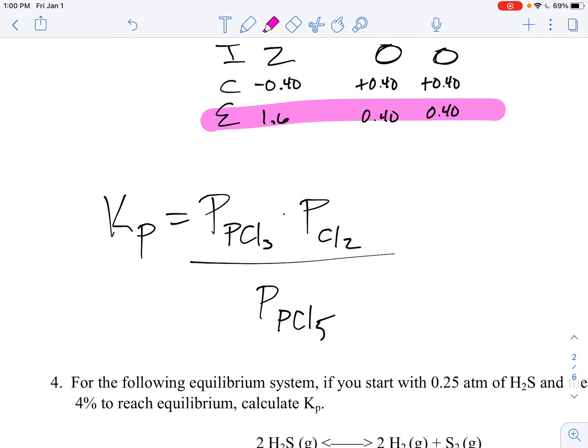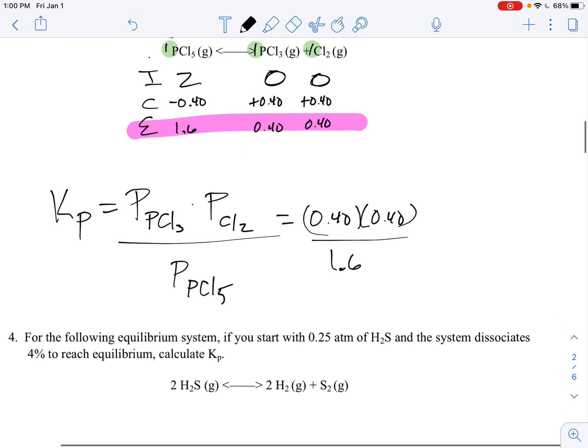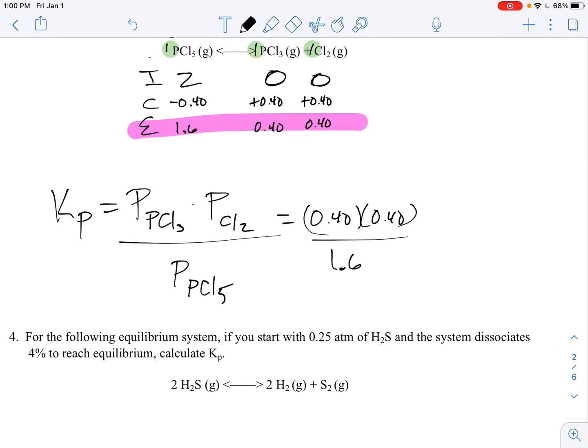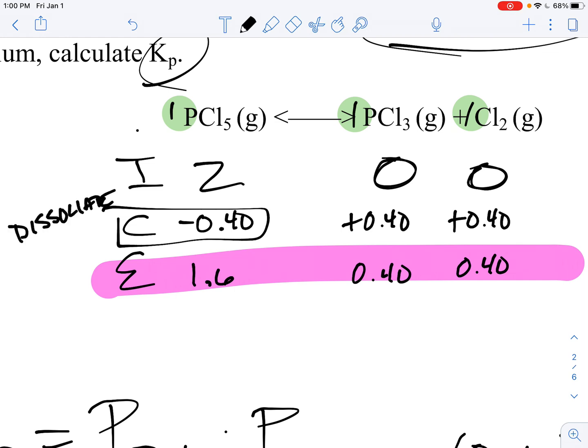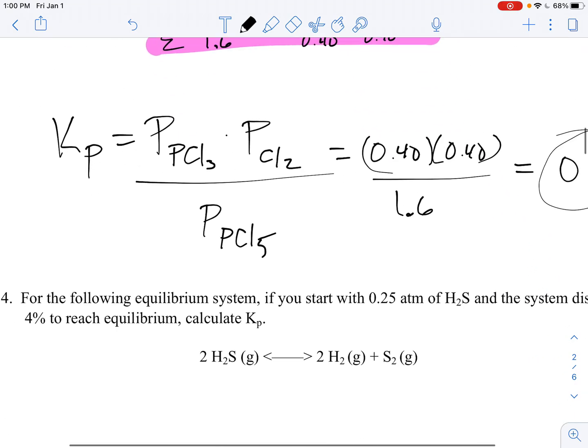So now we can take all of our equilibrium values and plug them into our equation, because, again, our equation works for equilibrium values. So this is going to be 0.40 times 0.40 divided by 1.6. And 0.40 times 0.4 divided by 1.6 gets you a value of 0.10 as your answer. So if they have told you what the dissociation is, all you have to do is take that into account at the change, because the change means that you have dissociated.